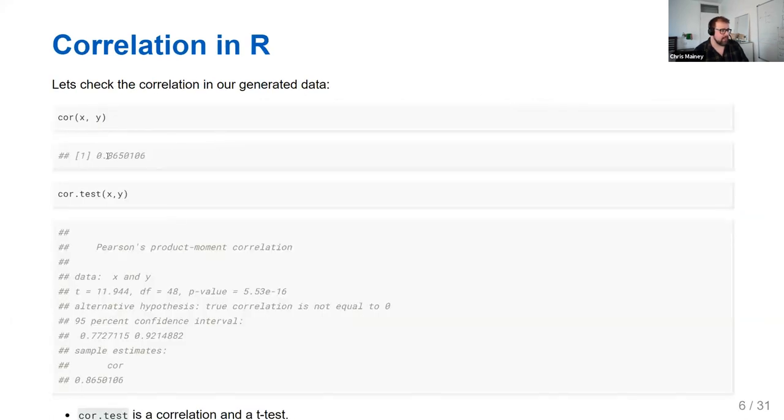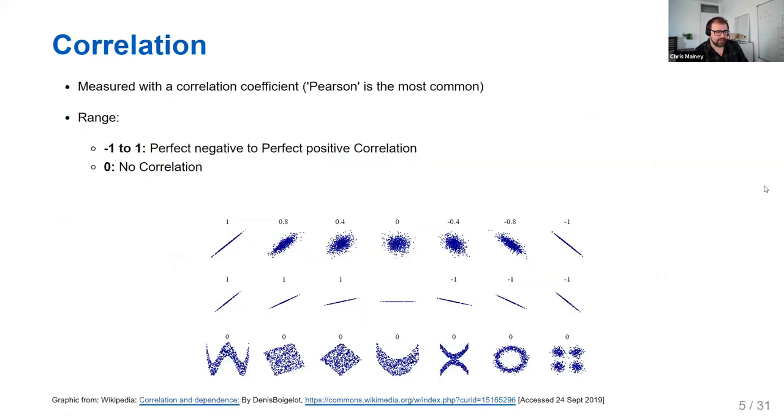That tells me I've got a correlation coefficient of 0.865. So that's pretty high, right? So when we looked at that there, that means that they're kind of tight and they're positively correlated.